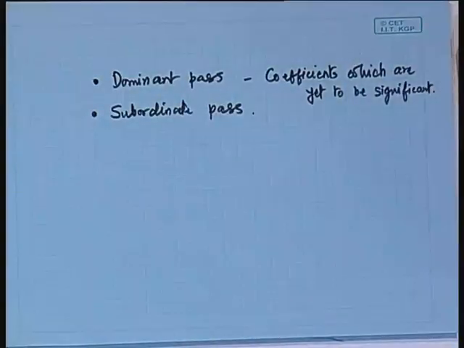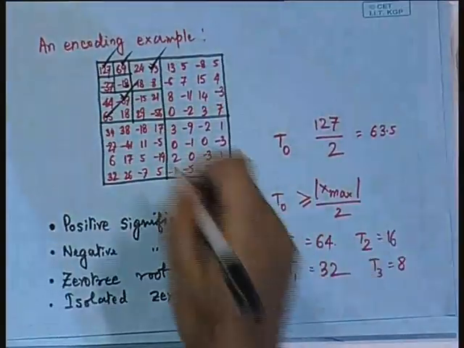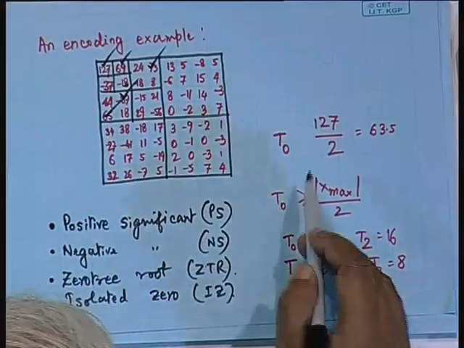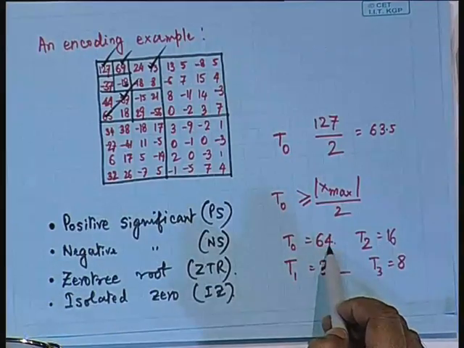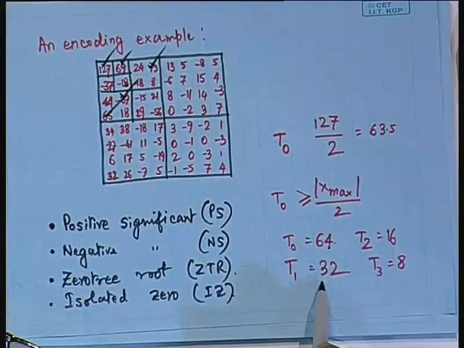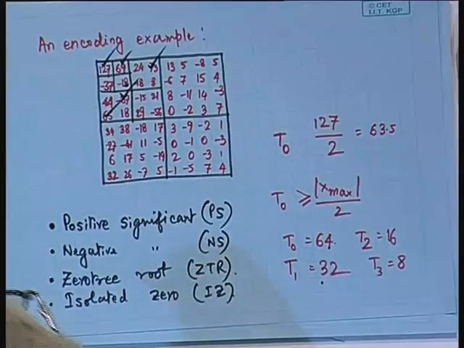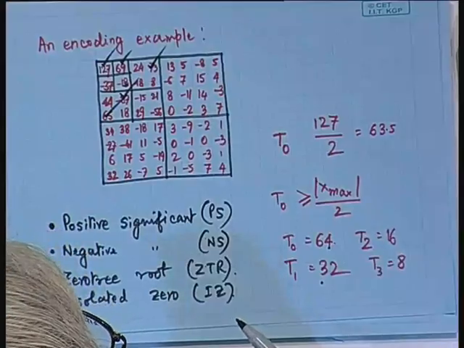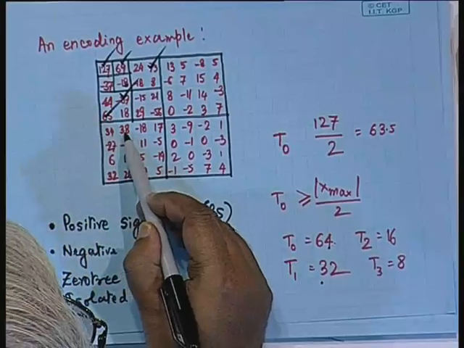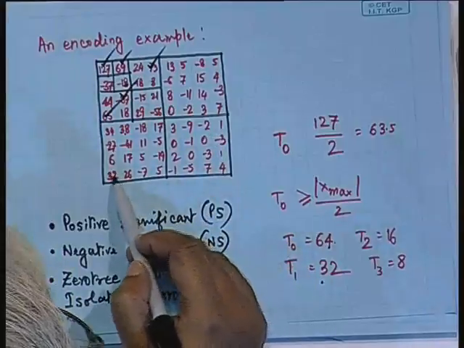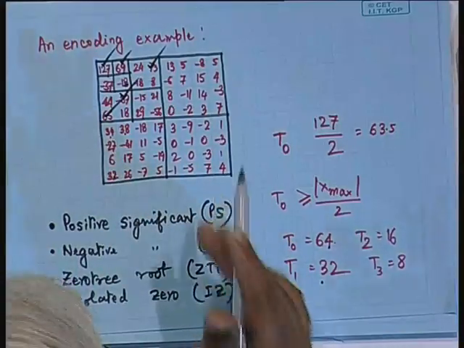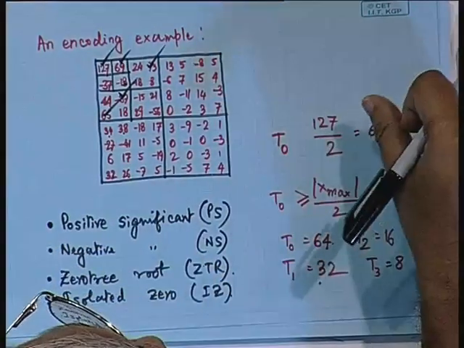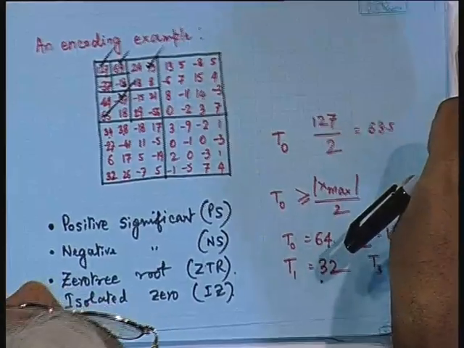What I mean by this is, let us take this example again. You see, this coefficient minus 37 is insignificant when the threshold is 64, but in the next pass when the threshold is 32, then this minus 37 becomes significant. So, whichever are lying between a value of 32 and 64, like here this becomes significant, this becomes significant, this 34 becomes significant. There are quite a few values which become significant in the second pass when I make T1 equal to 32.